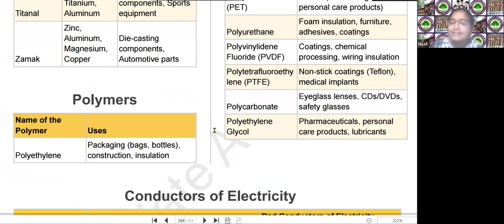Manufacturing of your packaging, manufacturing of your bottles, manufacturing of your glasses, manufacturing of your CDs, pipes. These are the uses of polymers.